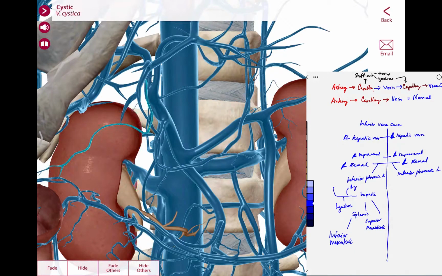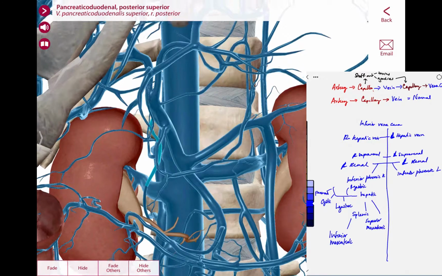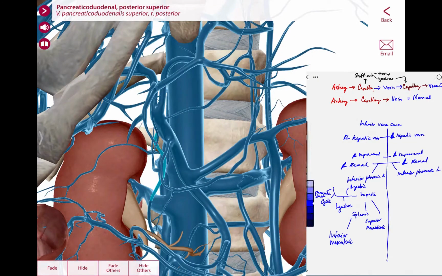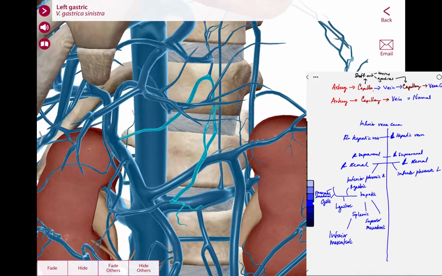You have cystic, this drains the blood out of the gallbladder. And then this is pancreatic duodenal, this drains the pancreas. So basically, all of those digestive organs are getting drained, and all of the blood from those varying digestive organs is headed into this portal system so that it can filter that blood through the liver.